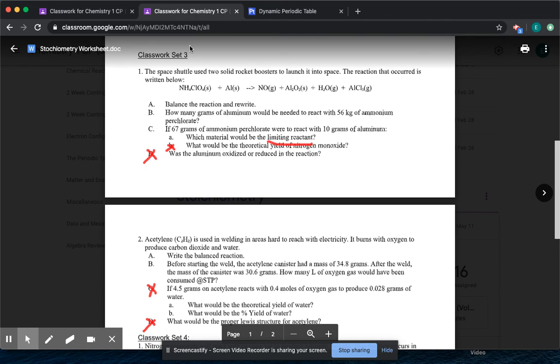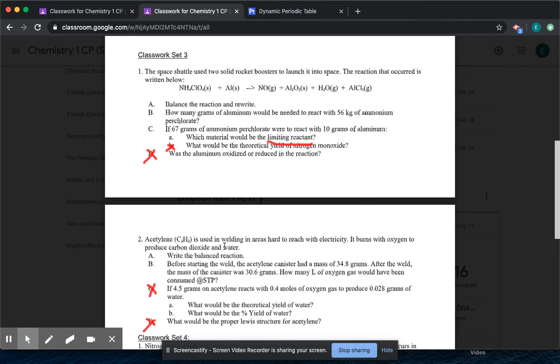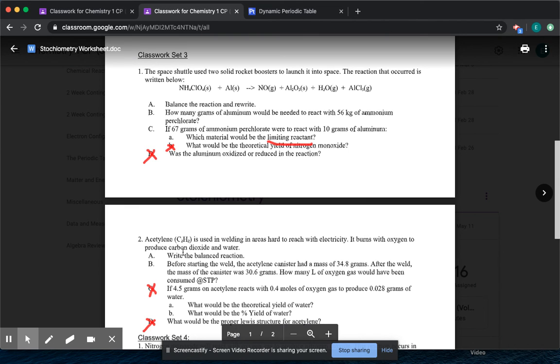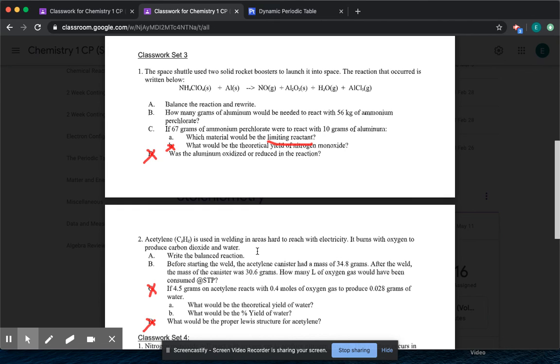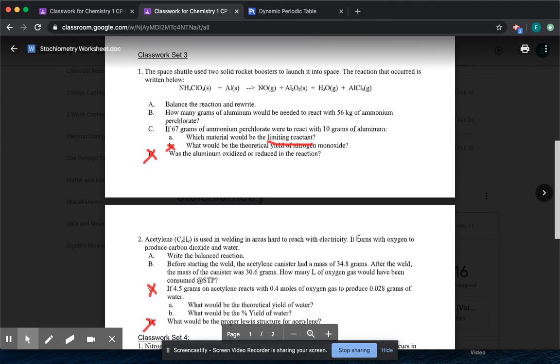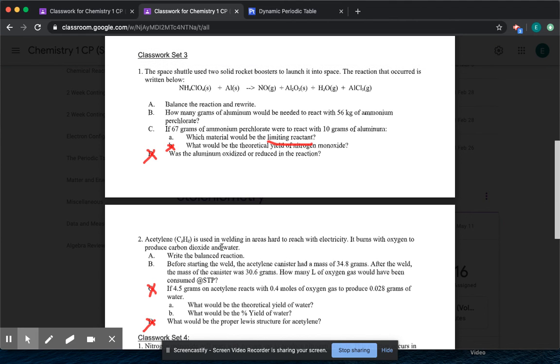Okay? So what you're going to be doing today, they both ask you to balance the equation first. And number 1 and number 2, you have to balance the equation. And number 1, you're given the equation. And number 2, it doesn't give it to you, but it tells you what's happening. It tells you that the C2H2 is burning with oxygen to make carbon dioxide and water. If you remember, that is a combustion reaction. So this is reacting with oxygen, and you're making carbon dioxide and water, and then you have to balance it.